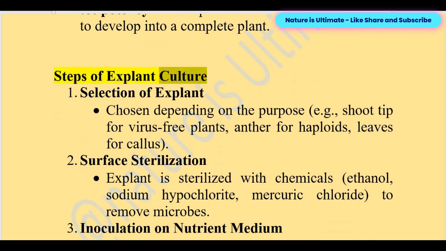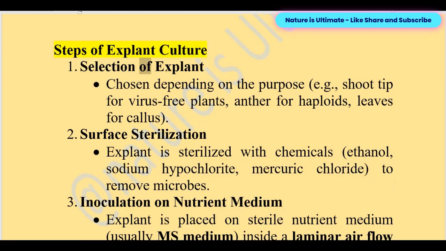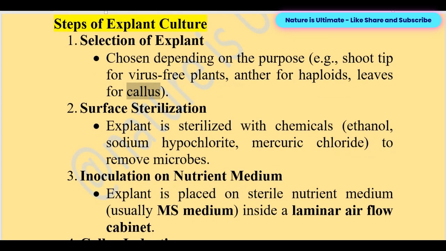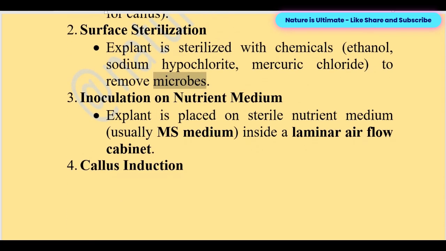Steps of explant culture. Selection of explant. Chosen depending on the purpose, example shoot tip for virus-free plants, anther for haploids, leaves for callus. Surface sterilization. Explant is sterilized with chemicals, ethanol, sodium hypochlorite, mercuric chloride, to remove microbes.